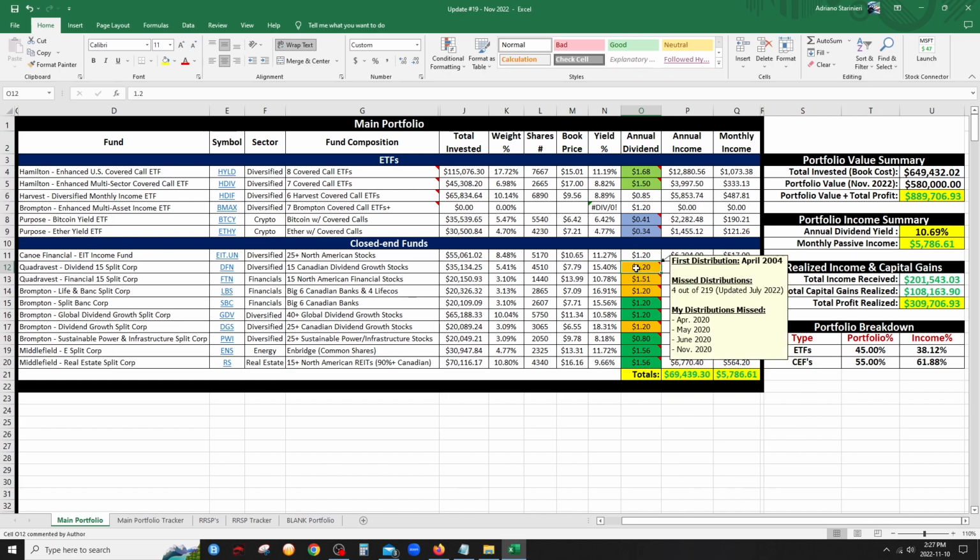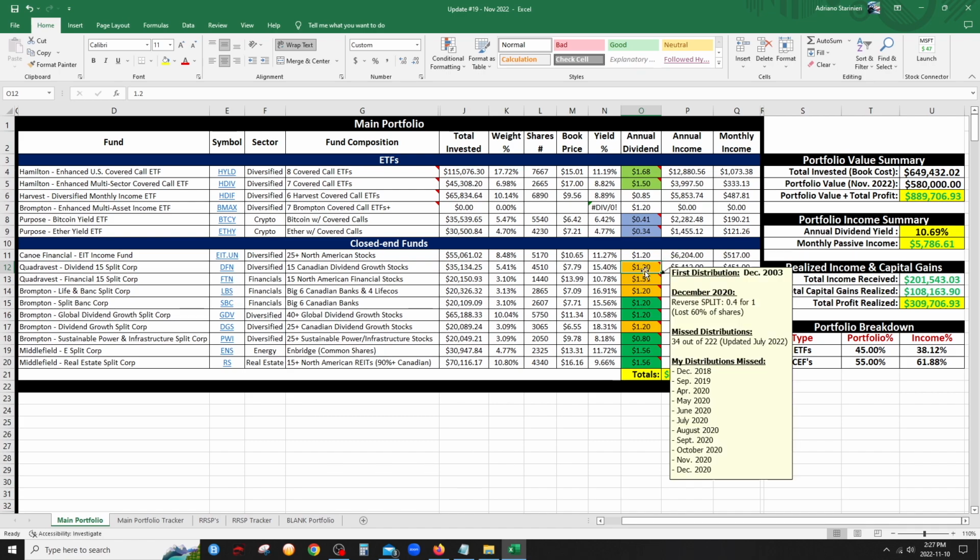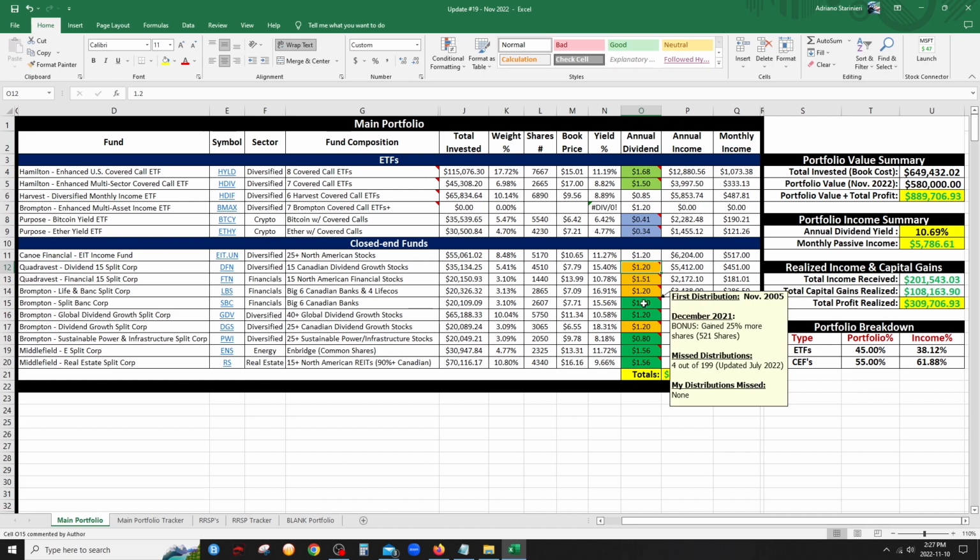What I like to track is when did this fund's first dividend come out? So just to give me an idea when the inception date is, how many distributions or dividends has it missed since the beginning or since whatever date there is there. And if I missed any distribution. So if I missed any distributions whatsoever on any of my split funds, you'll see it in orange. If I did not, it's green.